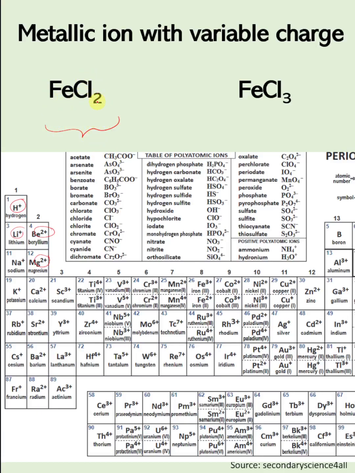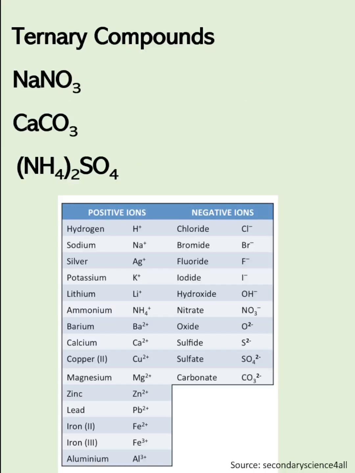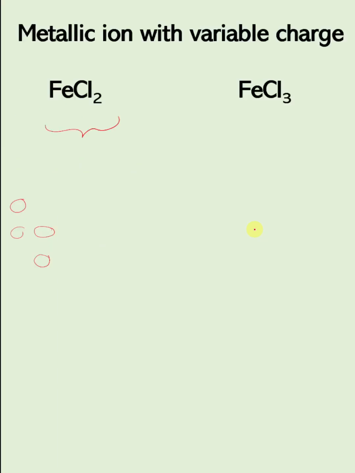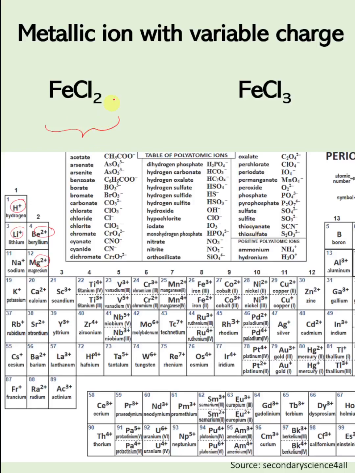Cl has a constant charge. For Cl, it's always negative 1. Here we have two Cl. Again, each Cl ion has a charge of negative 1. If we have 2, then we have negative 2 coming from the 2 Cl. Now the overall charge of an ionic compound is 0. So the overall charge of an ionic compound is neutral.